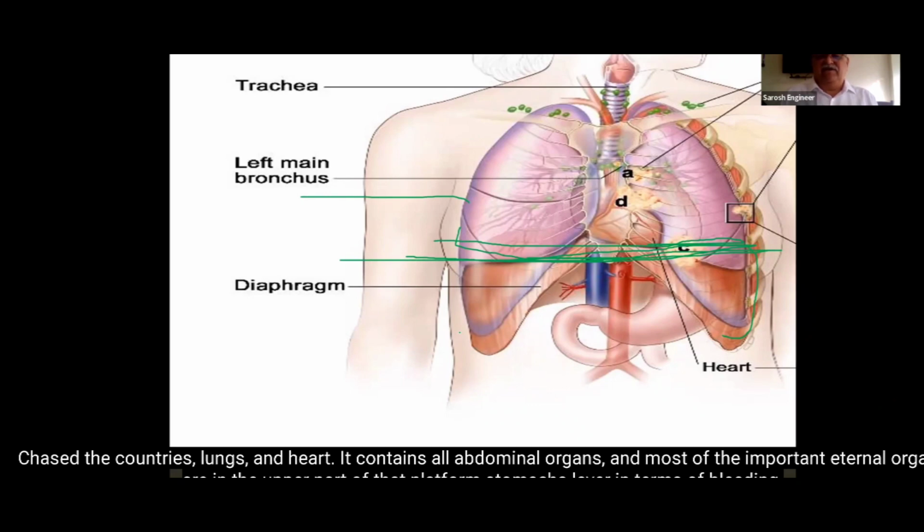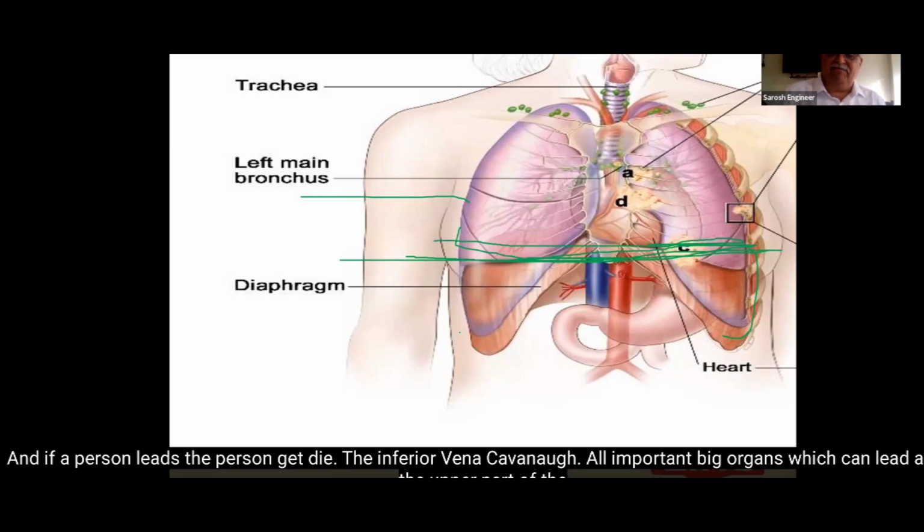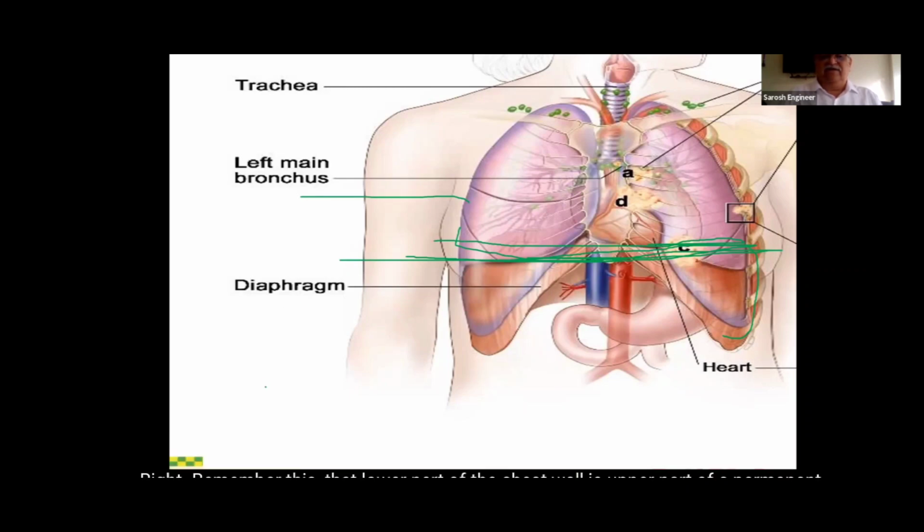Stomach, spleen, liver. In terms of bleeding, these all organs are full of blood and they can bleed. And if a person bleeds, the person can die. The inferior vena cava, the aorta, all important big organs which can bleed are in the upper part of the abdomen. Right? Remember this, that lower part of the chest wall is upper part of abdomen.